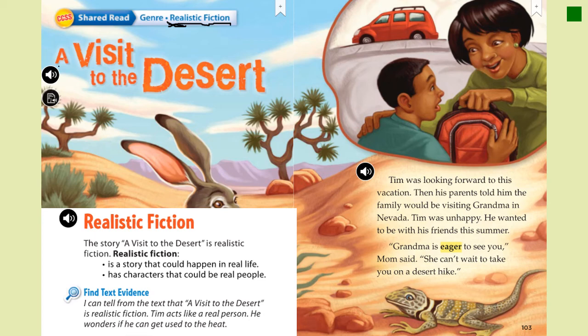He wanted to be with his friends this summer. Grandma is eager to see you, Mom said. She can't wait to take you on a desert hike. Hike means a long walk.